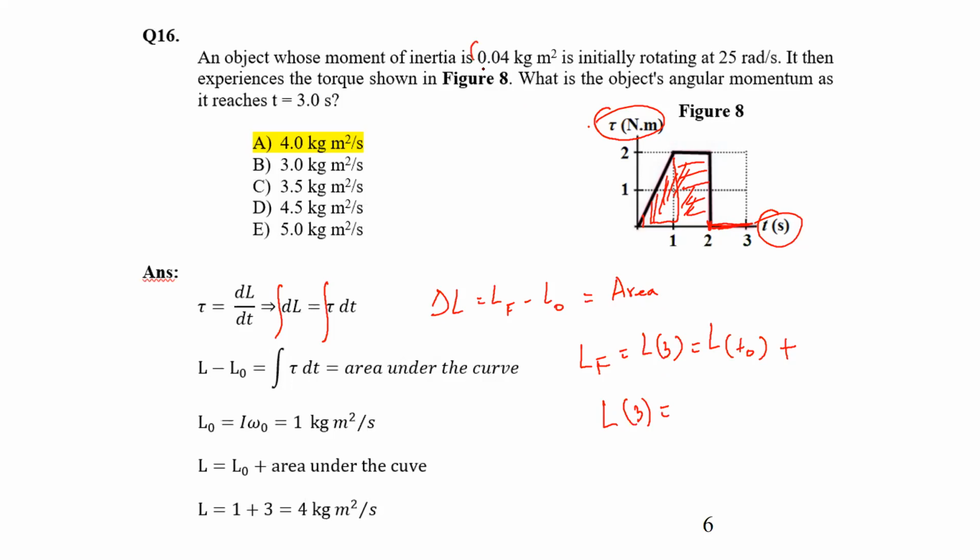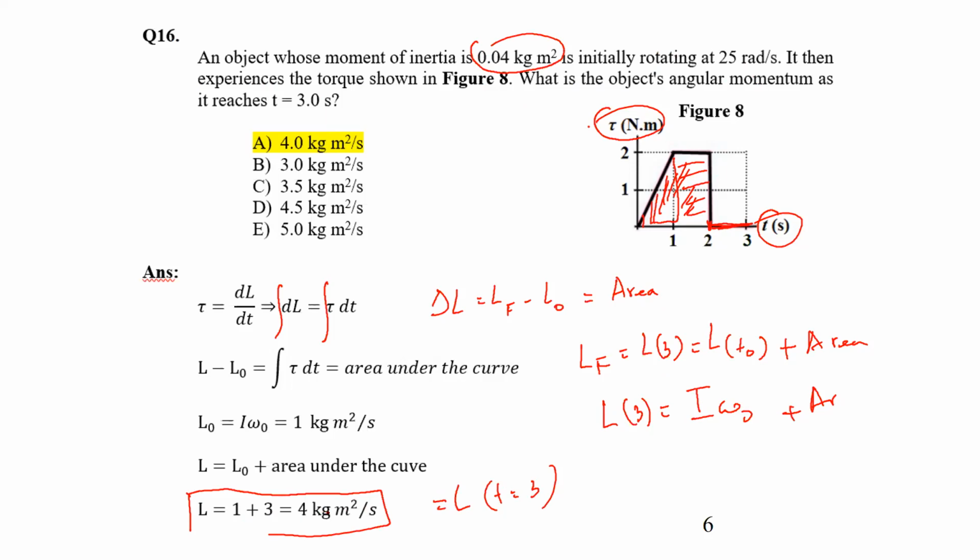Okay. So that means my L final, my L at 3, is L initial. By the way, I gave you omega, I gave you the moment of inertia, and I gave you omega naught. So you can just multiply them and you will get it, plus the area under the curve. And that will give you a final angular momentum, L at t equals 3, which is equal to 4 kilogram meter square divided by second. Be careful with the units.